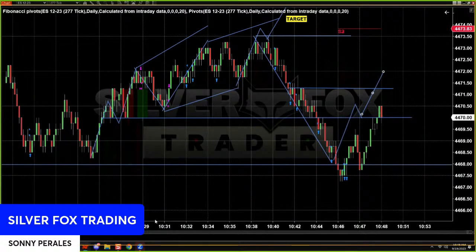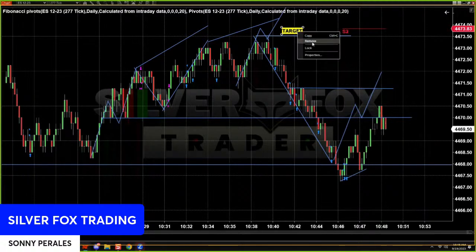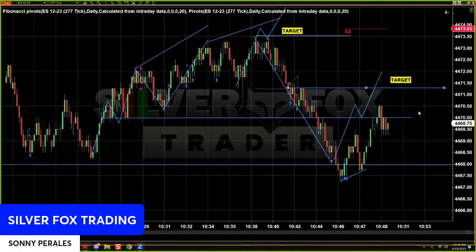Let me see where we're at here. I'm going to make some notations. This is the area there. Man, why do I keep seeing 74? I see 74 as a target. This is your first level here.